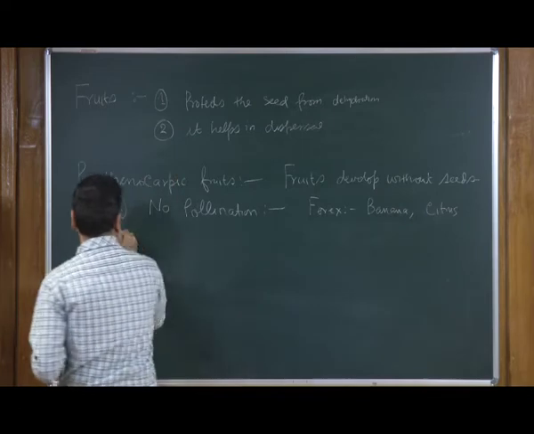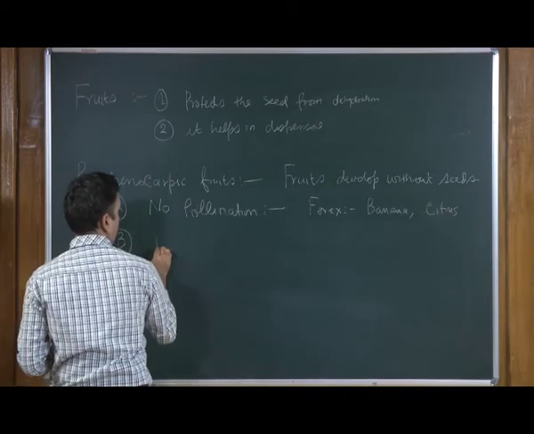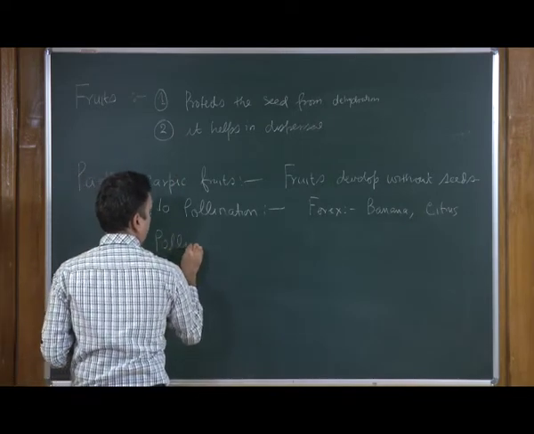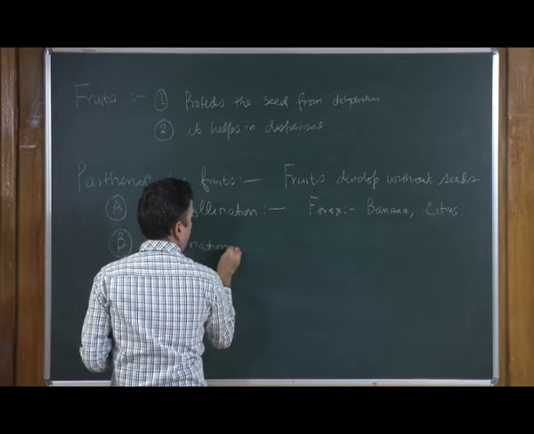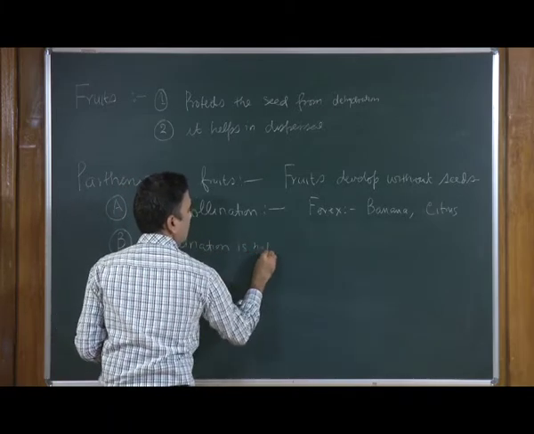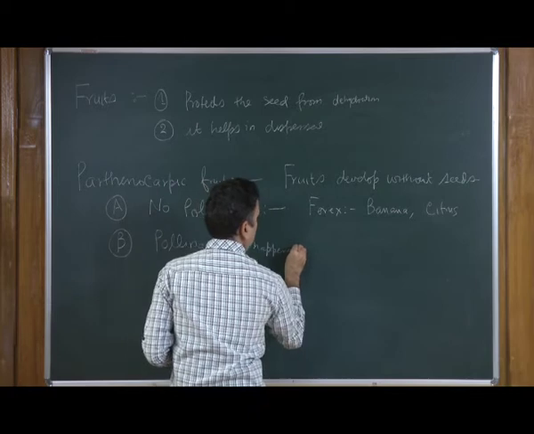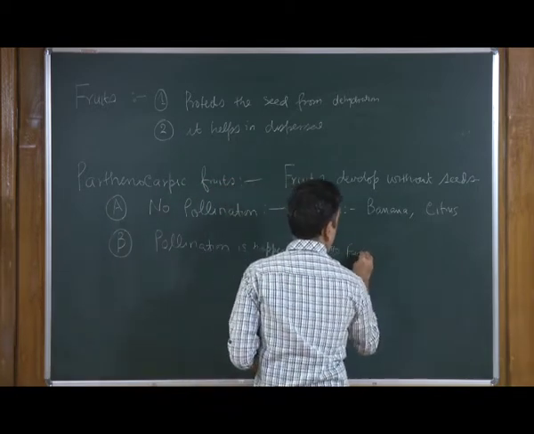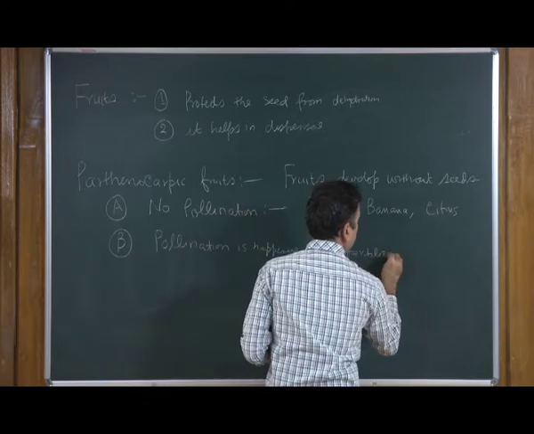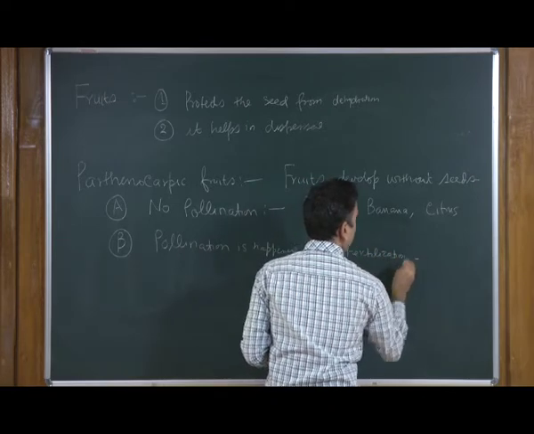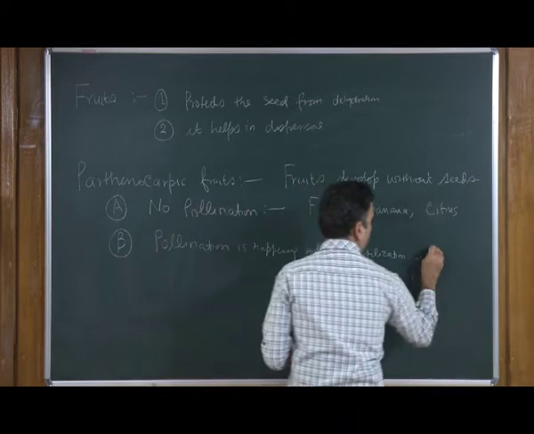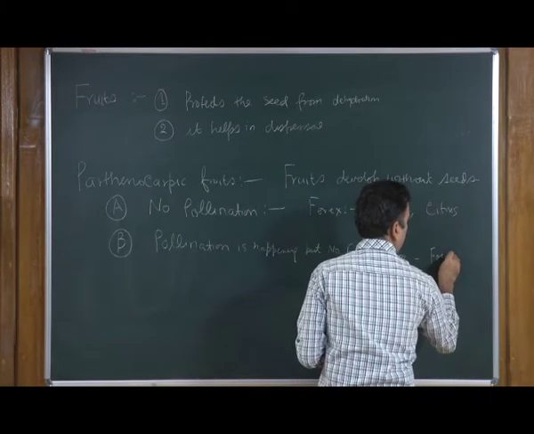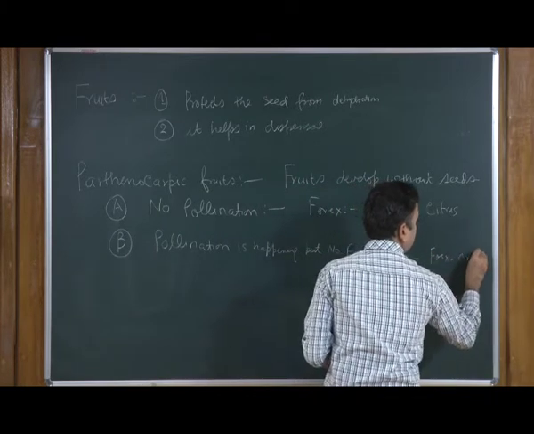Now, number B, where pollination is happening, but no fertilization. Okay. And the example in this case is orchids.